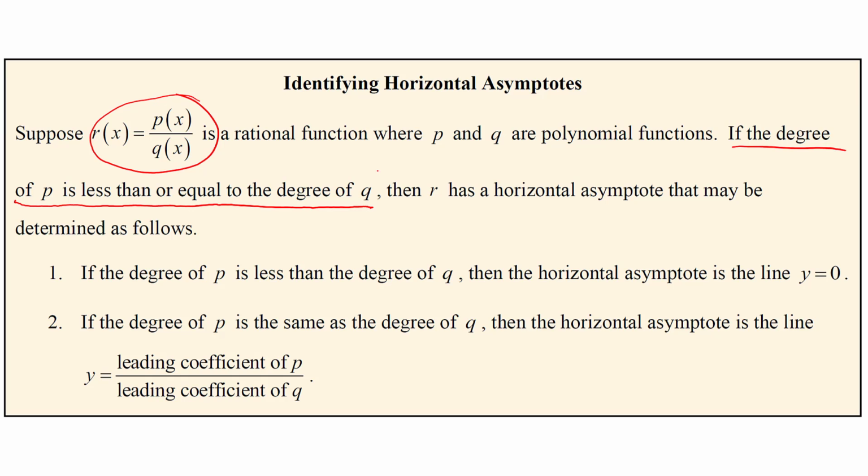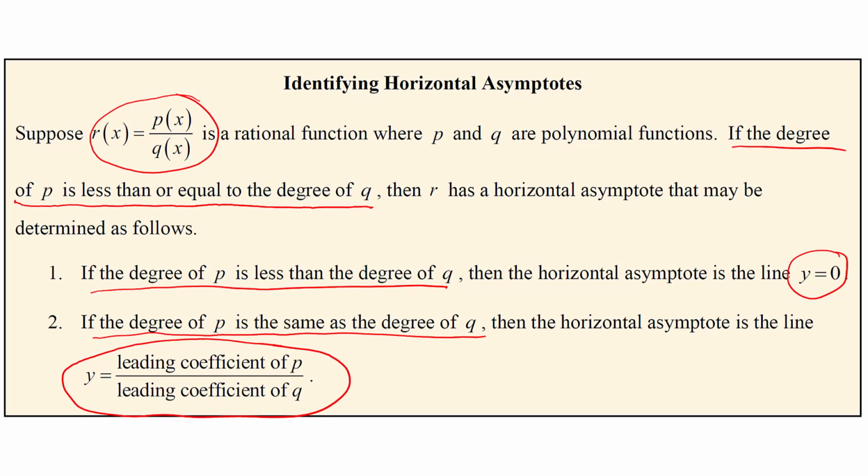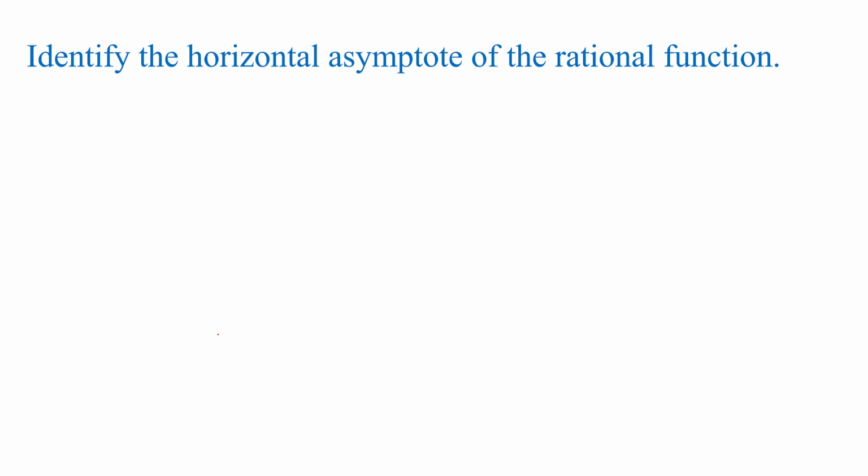So if the degree of p is less than the degree of q, then our horizontal asymptote is simply the line y equals 0. If the degree of p is the same as the degree of q, then the horizontal asymptote is going to be the line y equals leading coefficient of p over leading coefficient of q. And let's look at some examples.